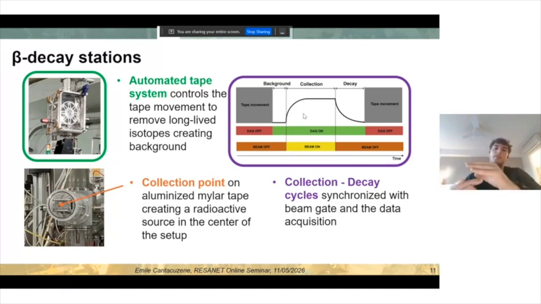And so by doing this with this system, what we can do is collection-decay cycles, where we collect the beam for a certain time, we cut the beam and we let the radioactivity we created decay. And once we are happy with this measurement, we move away this collected beam so that the long-lived descendants don't create background in our measurements. And we can repeat this cycle over and over during an experiment in order to have more and more statistics while keeping a very low background, basically.